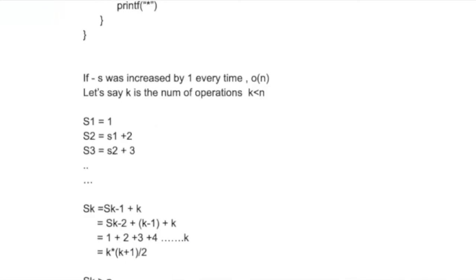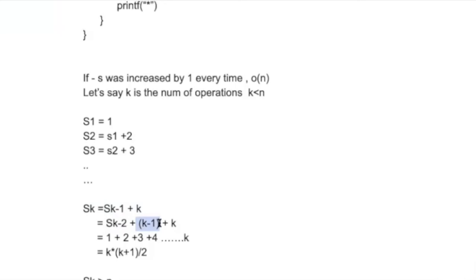So if I say this runs for k times, the kth time the value of s will be sk, and that will be equal to the previous value, which is sk minus 1 plus k. Now I'm trying to break these values. sk minus 1 can be broken to sk minus 2 plus k minus 1.